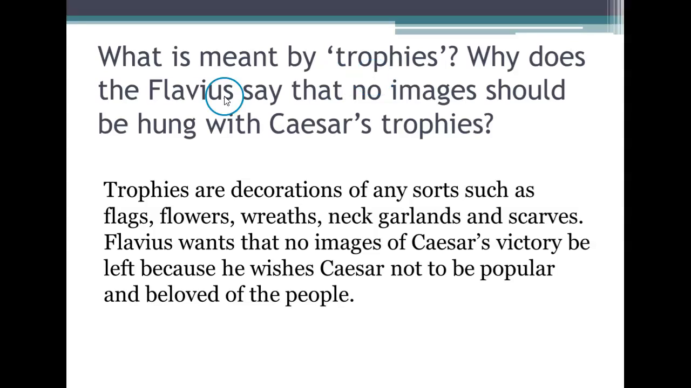What is meant by trophies? What does Flavius say? That no images should be hung with Caesar's trophies. Trophies are decorations of any sort such as flags, flowers, wreaths, neck garlands and scarves. Flavius wants that no images of Caesar's victory be left because he wishes Caesar not to be popular and beloved of the people.